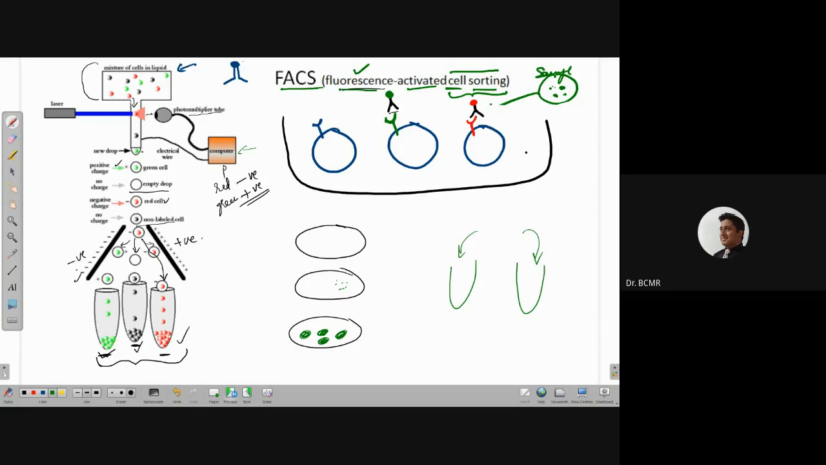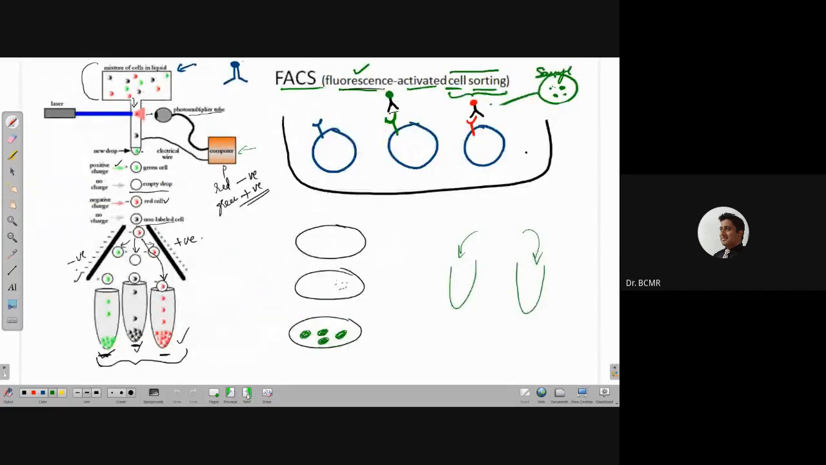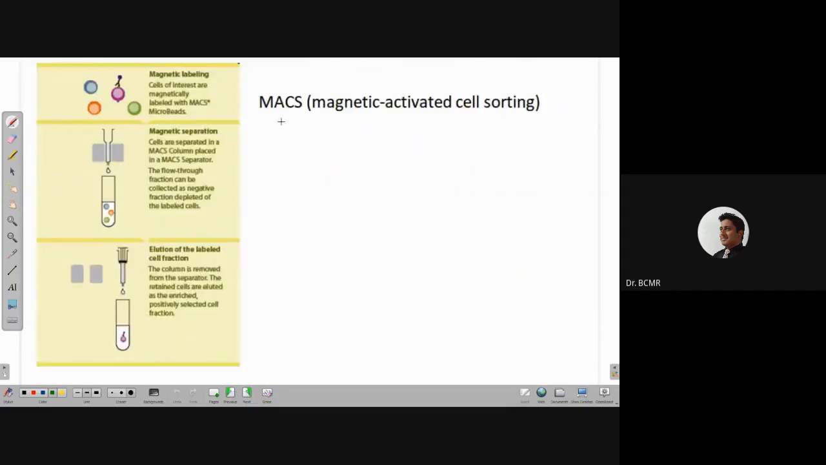Because they also mentioned in this paper, and it's a closely related technique, I would also want to discuss MACS. You may have heard about it. It's the same thing, cell sorting. Only difference is it is magnet activated. That means you would be using antibodies conjugated to microbeads, magnetic microbeads.